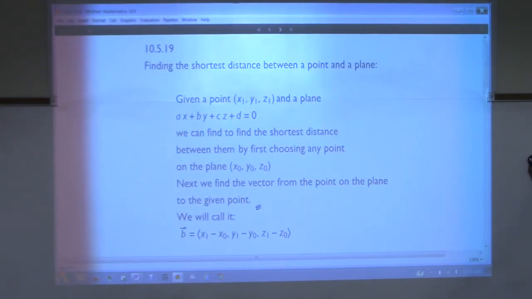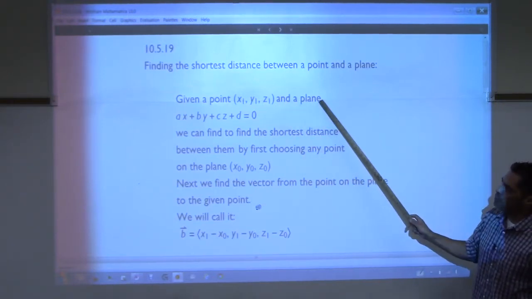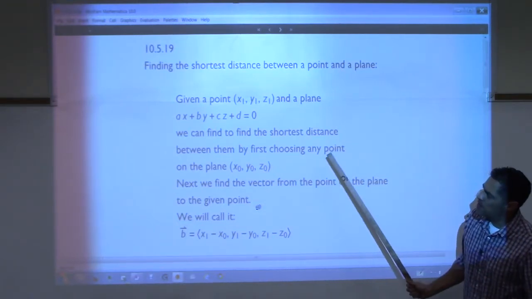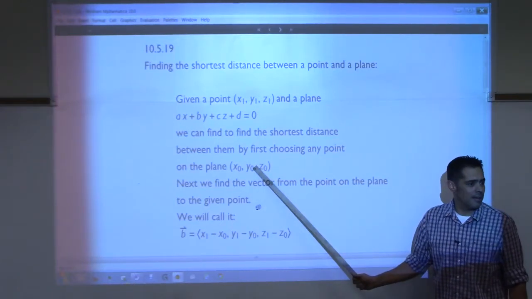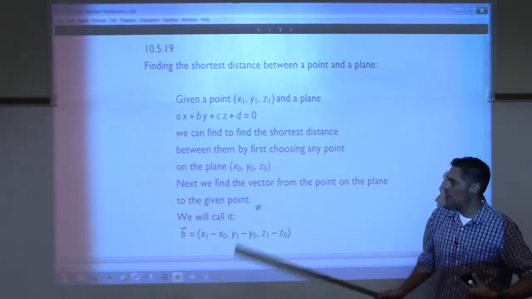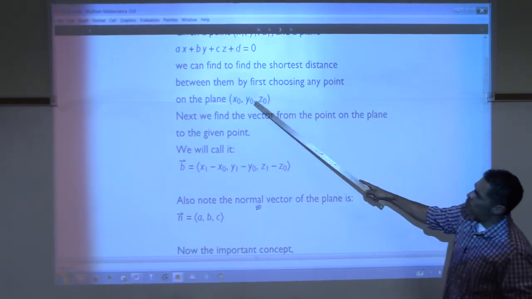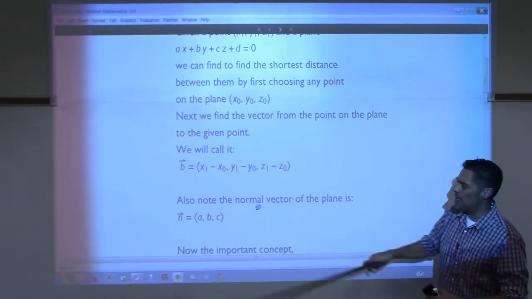All right. So let's see if these notes make sense now. Somebody gives you a point, x1, y1, z1, and they give you a plane that has an equation. We can find the shortest distance between them by first choosing any point on the plane. So that's that point that I would pick, right? I get to choose. And then we're going to create a vector from this point to the point x1, y1, z1. So that's the vector I create, and I'm going to call it b.